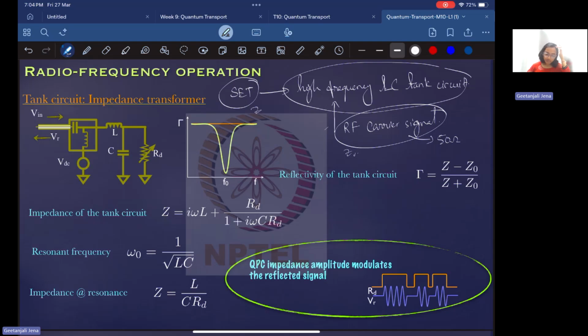So what will happen during the charging and discharging event of the quantum dot, which is close to the SET, is that this SET typically behaves like a variable resistor. So whenever the conductance or the current through this SET changes, then this resistance will also change. And what will happen now? Whenever there is a charging and a discharging event, that means the RSET will change.